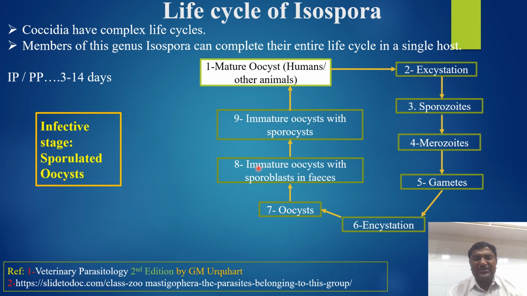And for this oocyst, first there is the immature oocyst with the sporoblast in the feces, and then the oocyst with the sporocyst is ingested by humans and changes into the mature oocyst. The incubation period, or prepatent period, is 3 to 14 days. The infective stage is the sporulated oocyst.